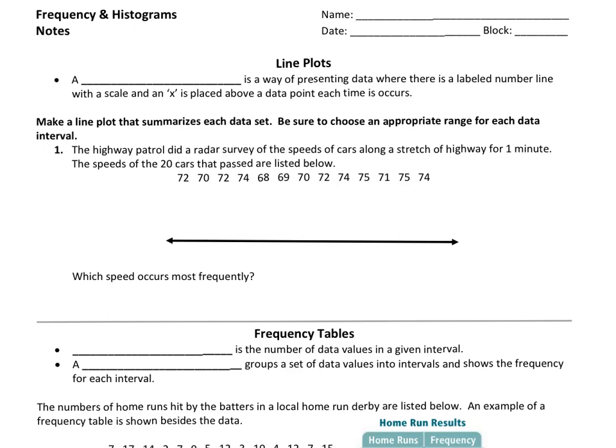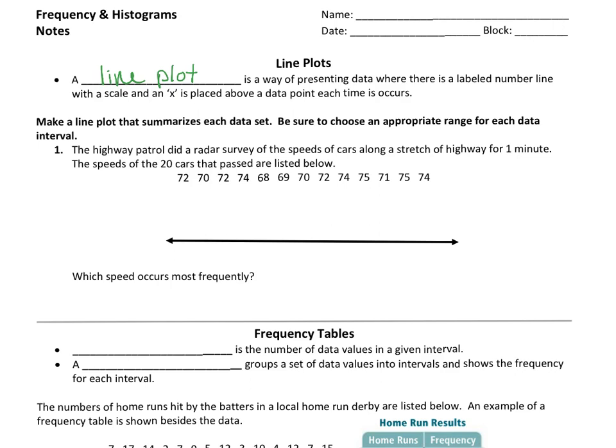In this video, we are going to talk about line plots, frequency tables, and histograms. So the first thing we're going to talk about is a line plot. A line plot is a way of representing data where there is a labeled number line with a scale and an X placed above a data point each time it occurs.